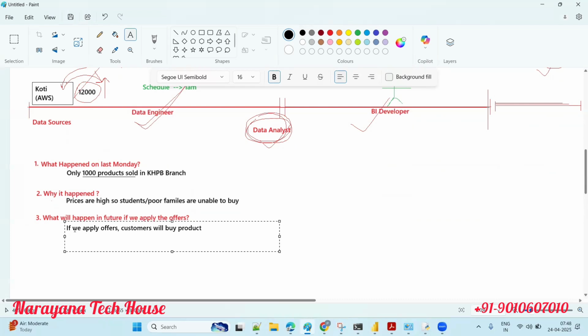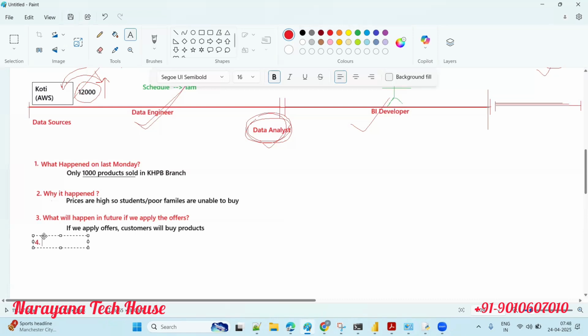So now, if you apply offers, if you decrease the prices, then customers will buy the product. Will buy the products compulsorily. Then owners also believe this one. Then next what do they do? They apply offers. They apply the offers, guys. Okay.